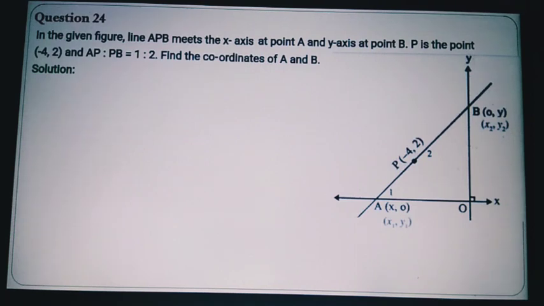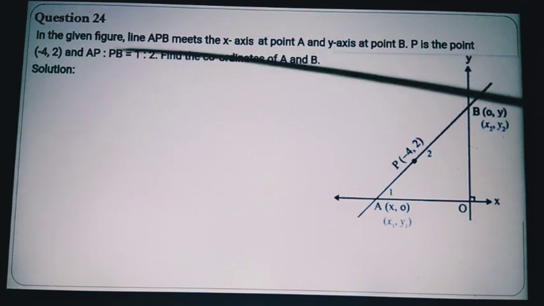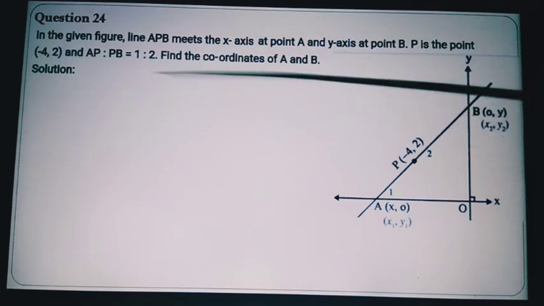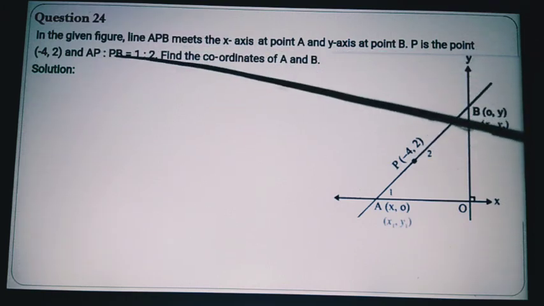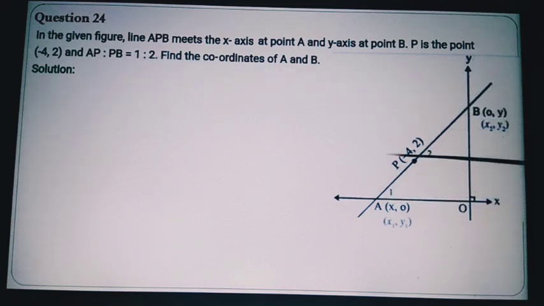Okay, let's go to the next question. The next question says, in the figure, APB meets the x-axis at A. So this is my x-axis, and this line is meeting the x-axis at A, and the y-axis at B. P is a point whose coordinate is (-4, 2). Now it is given that AP is to PB is 1 is to 2. So AP is this much, AP is 1 and PB is given to be 2. Is that clear? You need to find the coordinates of A and B.